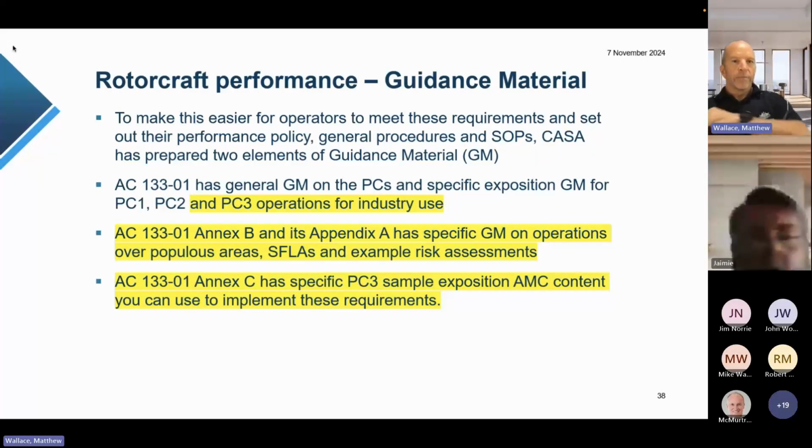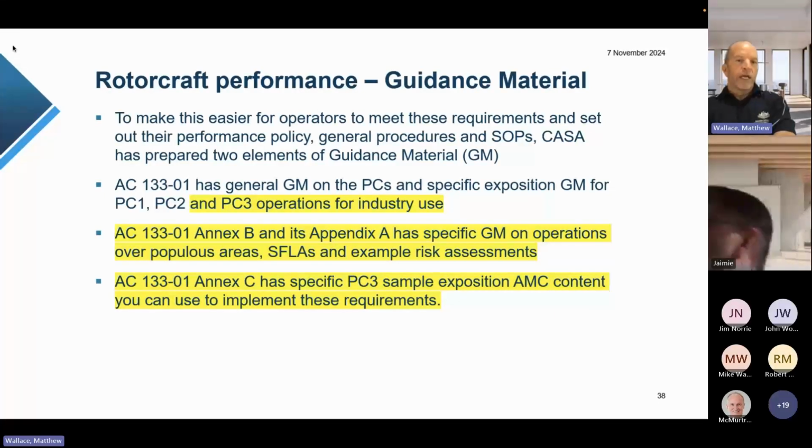of the operations manual. So 133-01 has general guidance material for performance classes and specific exposition guidance material for 1, 2, and 3 for your use. 133-01 Annex B and its Appendix A have specific guidance material on operations over populous areas, suitable forced landing areas, and sample risk assessment. That's some of the information I showed you today. And then Annex C has the content with the sample exposition that you can use to implement those requirements. So B and C give you the information you need to do that.